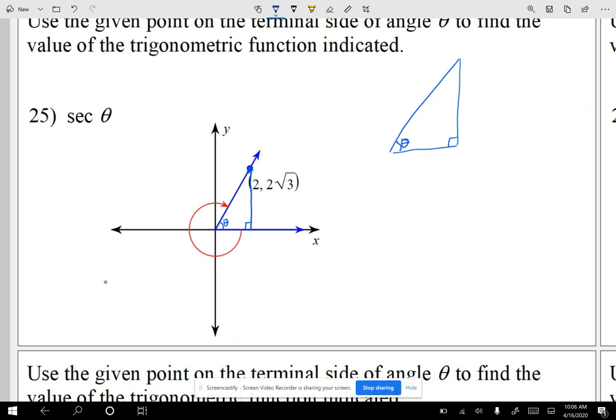My coordinates, I have an x and a y value. The x value is the side that touches the x-axis. So this side is 2. So that means this triangle is 2. The y is the side that goes up and down. So it's 2 radical 3. That means this side is 2 radical 3.